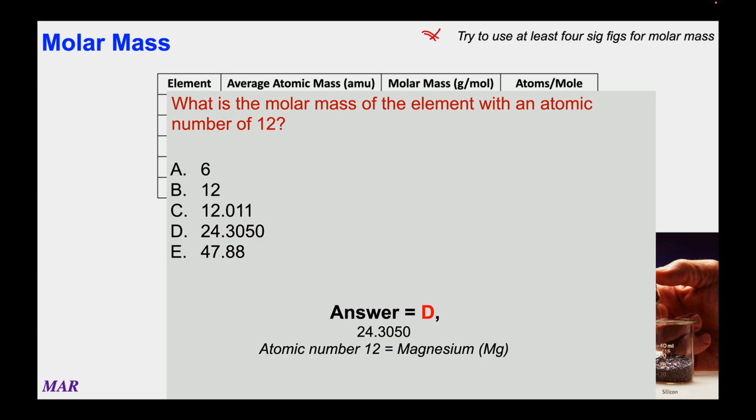Now, every periodic table is going to be a little different. Sometimes you'll see 24.31. You'd round the 0 up because you're dropping the 5. Sometimes you see just 24.305. But whatever you use, it should be about that.